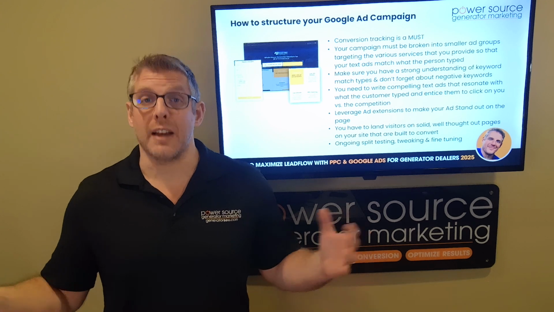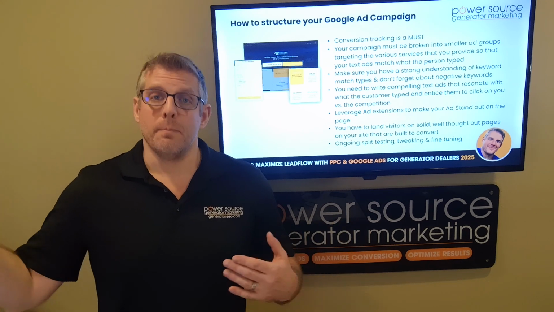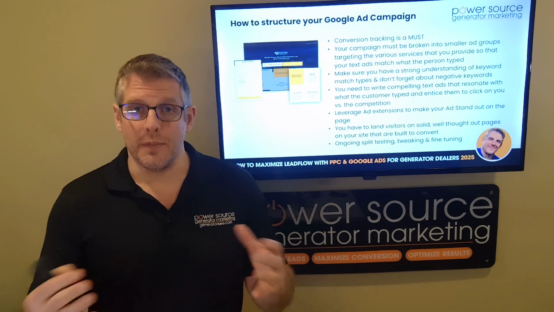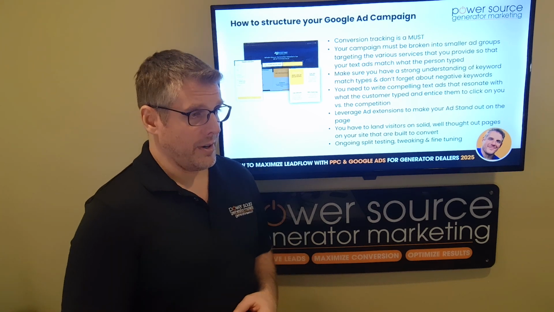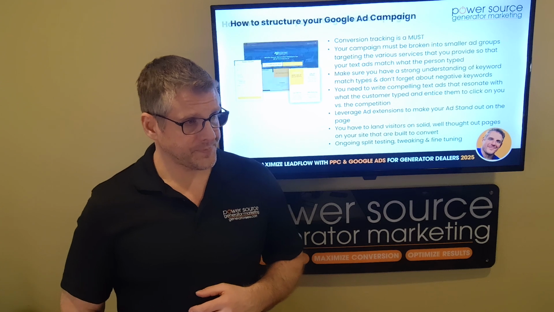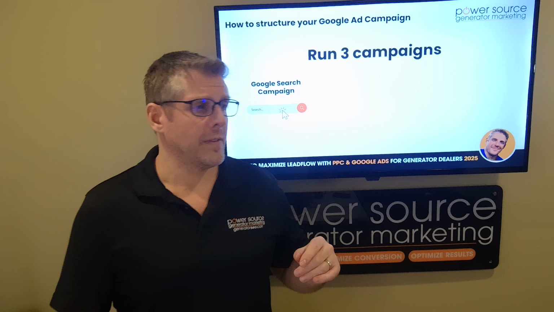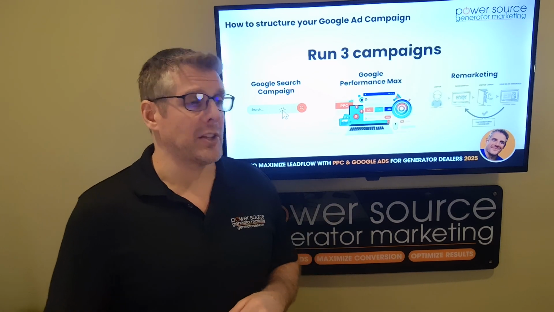Or maybe you have to tighten up your location. Maybe you can't go out and do an estimate 100 miles away. So maybe tighten up your location, bring it into maybe 20 miles in your area, or pick specific towns. That might help narrow down and target your audience. We're going to run 3 campaigns. One for Google Search. That's a Google Search campaign. The next one is for Performance Max campaign, and the next one is remarketing.